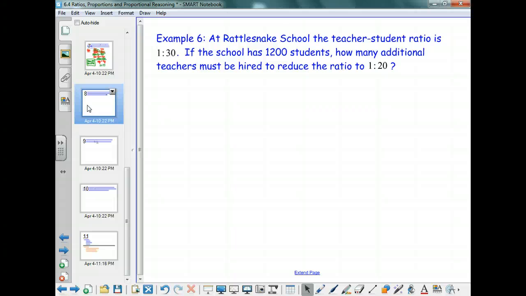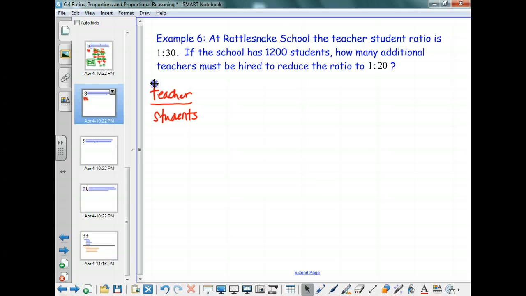Make sense? Two-part problem, it didn't ask you that though. Right? It didn't say, hey, this is a two-part problem. So you have to deduce that from the information given. So the first ratio they're giving you is teachers to students, right? Okay. Somebody's going to come up and do the first half of the problem and find out how many teachers I have.